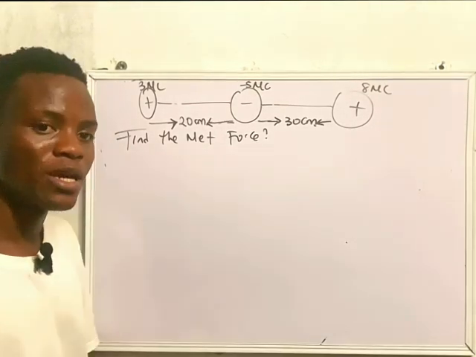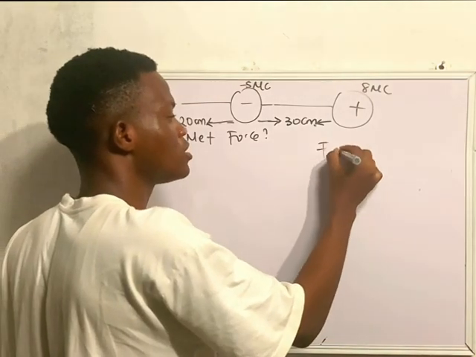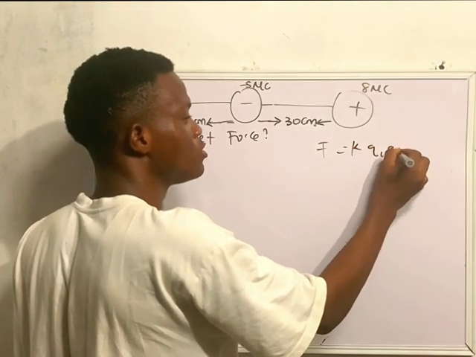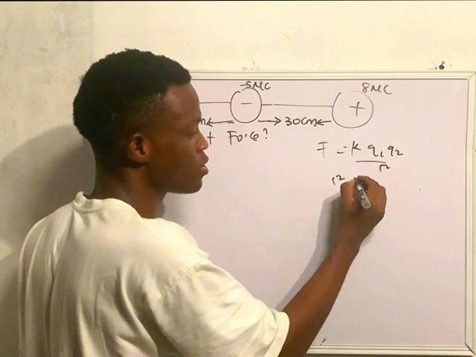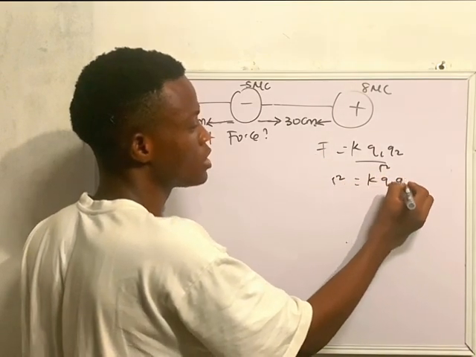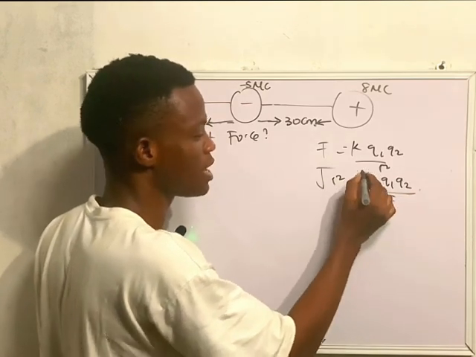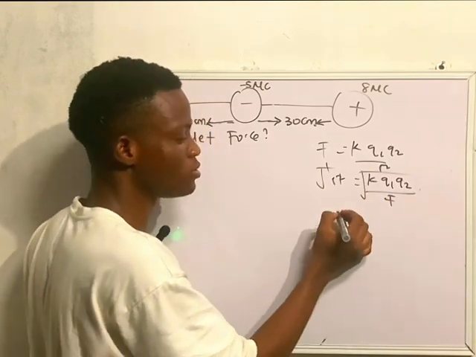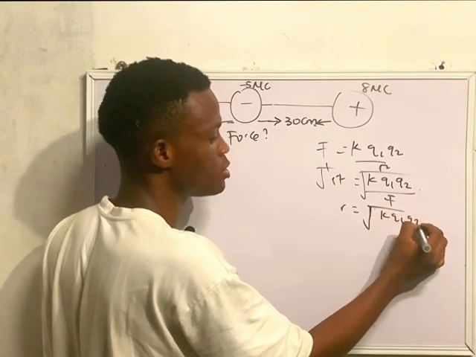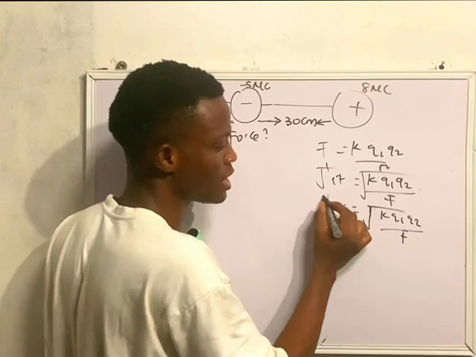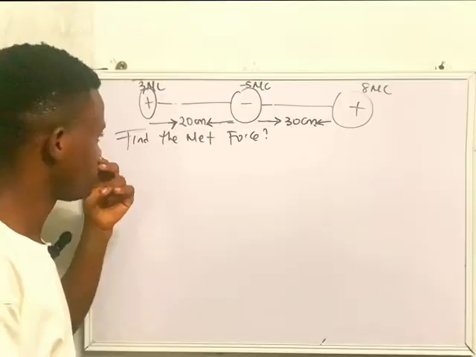Before I solve this question, let me say something. They can ask you to calculate the distance. To calculate that distance, my F is equal to KQ1Q2 over R squared, right? If I interchange, my R squared is equal to KQ1Q2 over F. Just square root both sides, the square cancels, and I will have R equal to the square root of KQ1Q2 over F. So that's the distance, in case they ask you to calculate the distance.